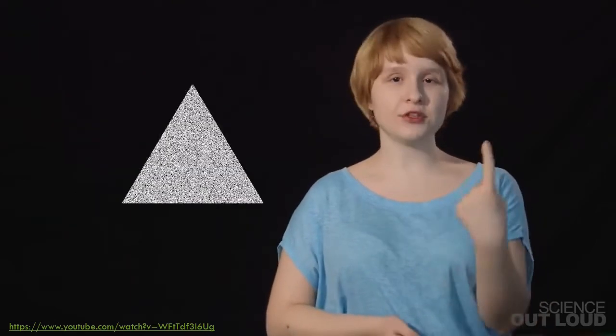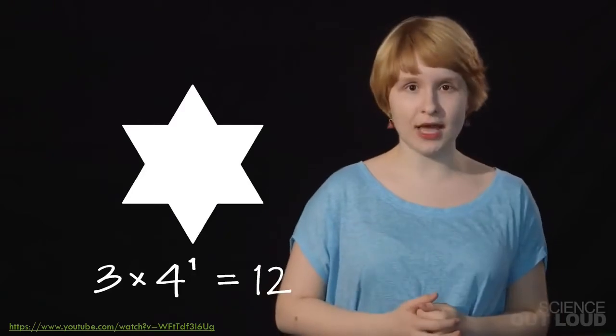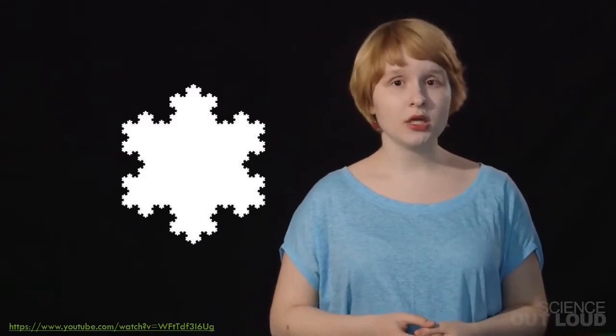Each time we add a triangle, one side of the Koch snowflake will turn into 4. After the first repetition, we'll get 3 times 4 to the first, or 12 sides. After the second repetition, we'll get 3 times 4 to the second, or 48 sides. After repetition number n, we'll have 3 times 4 to the n sides.